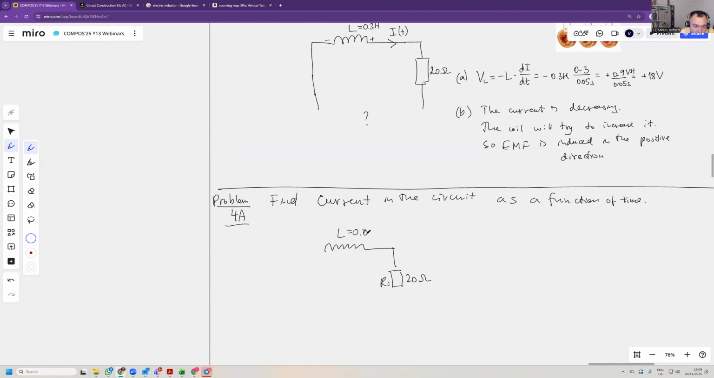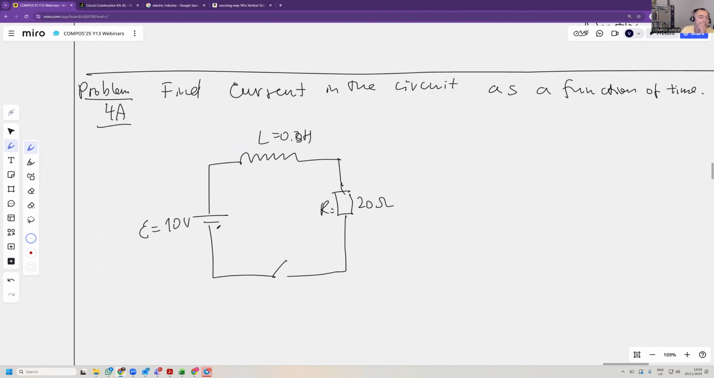And let's say we have a battery which is EMF 10 volts, like this. And there's a switch that is closed. Okay. So we know that the voltage on the resistor is current times resistance, of course. We know that the voltage on the inductor is minus L times di dt.